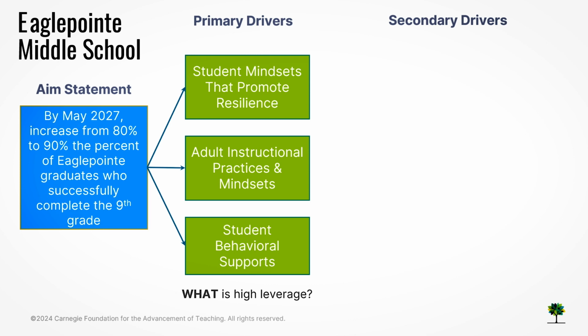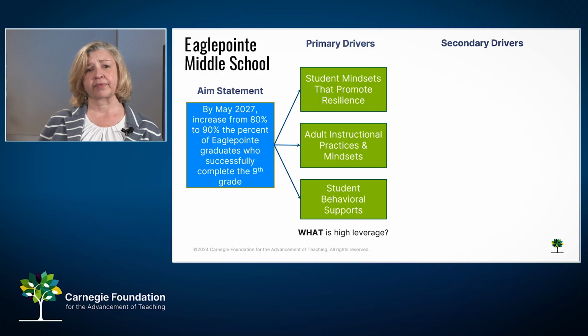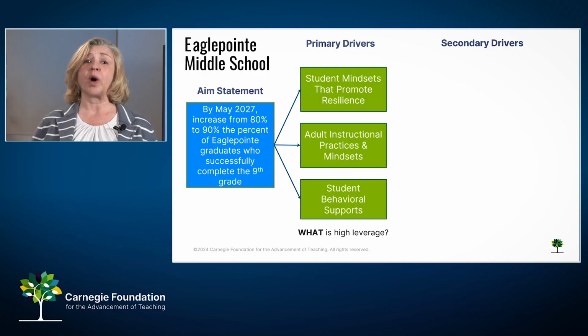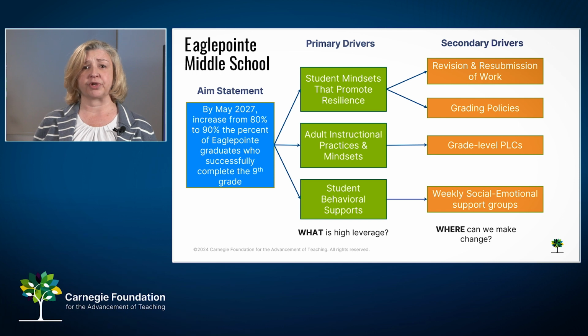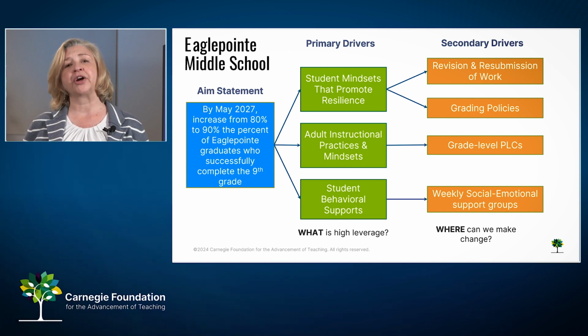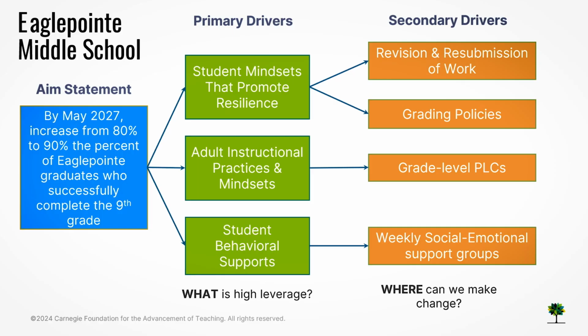In the process of investigating their system, they also identified 3 target areas that they thought would be high leverage to improve student success in 9th grade. Those areas were students' mindsets that promote resilience and really building those, looking at adult instructional practices and adult mindsets, and finally, building student behavioral supports. Those were the 3 things, the what, that they thought they could impact to move towards their aim. They also identified where in their system they could work on each one of those.